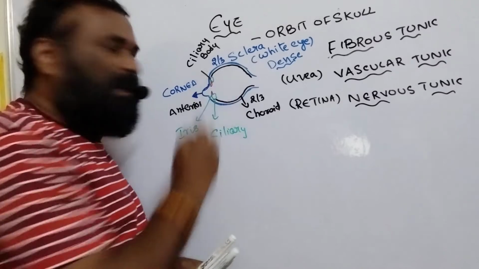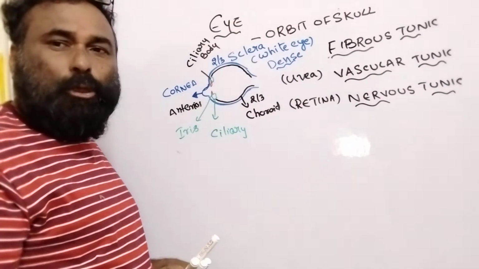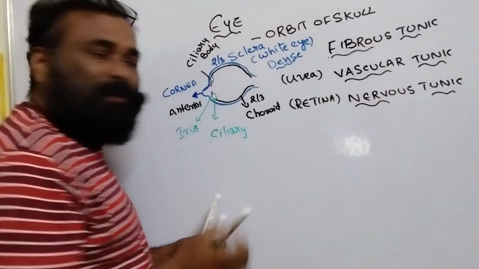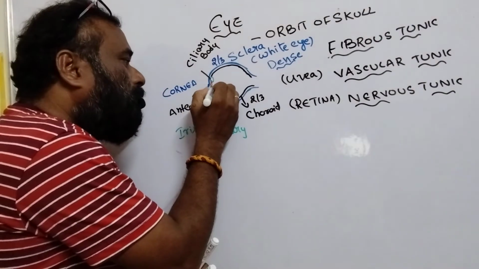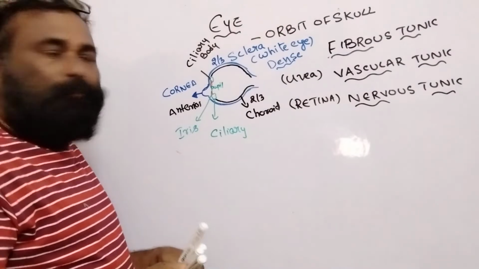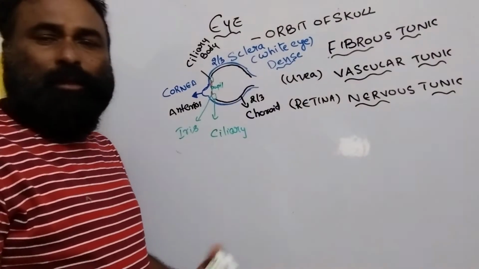Here we observe a gap. That gap is said to be the pupil of the eye. This is the pupil of the eyeball. Again I am saying about the vascular tunic.